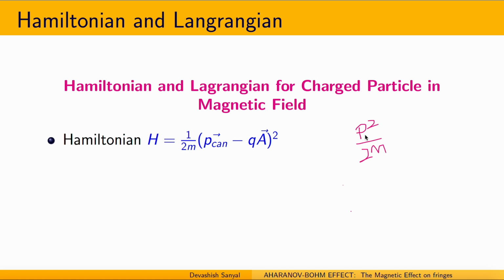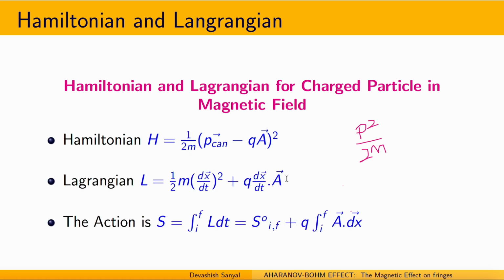In this case, the canonical momentum and the regular momentum are the same for a free particle. But in the case of a charged particle, it's not. So, we'll go to the next point.